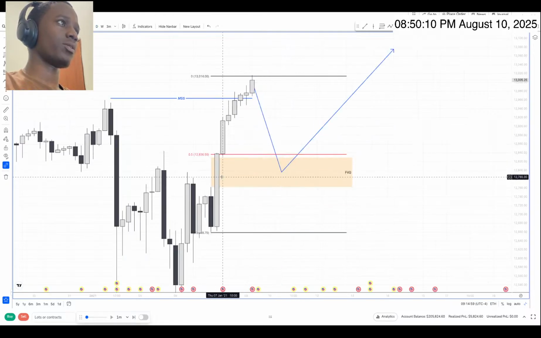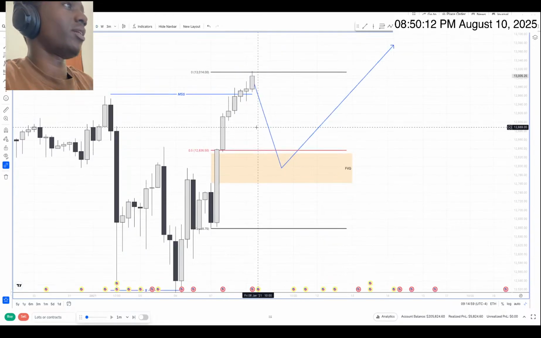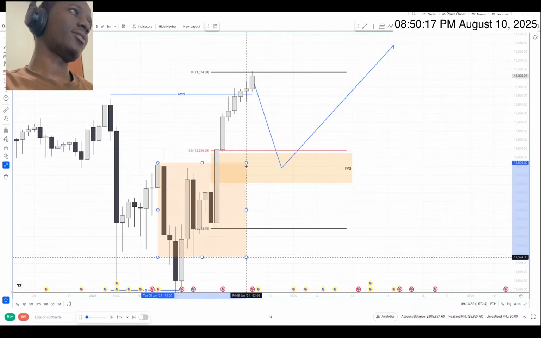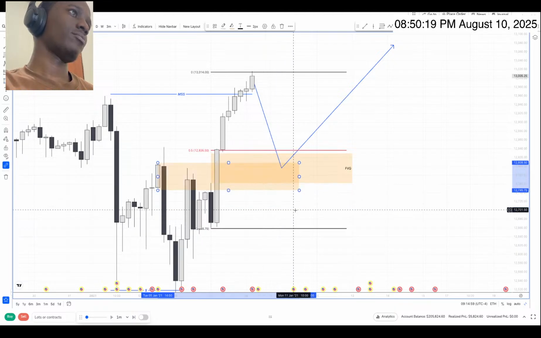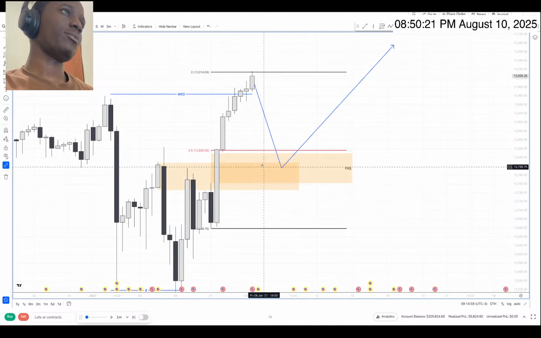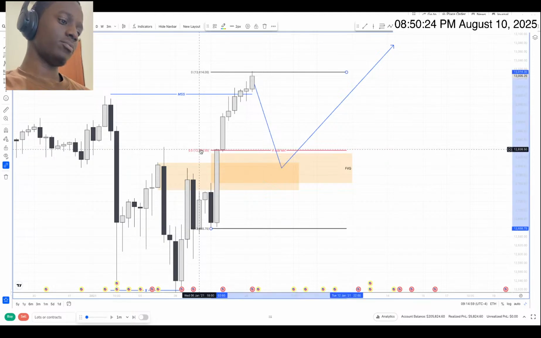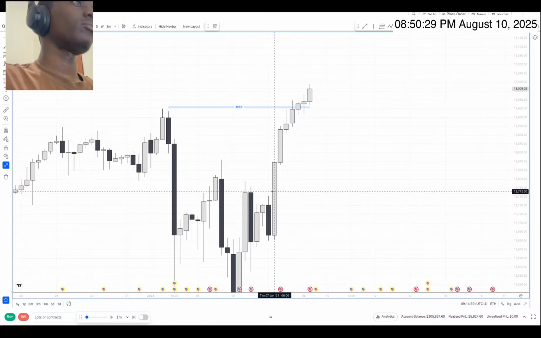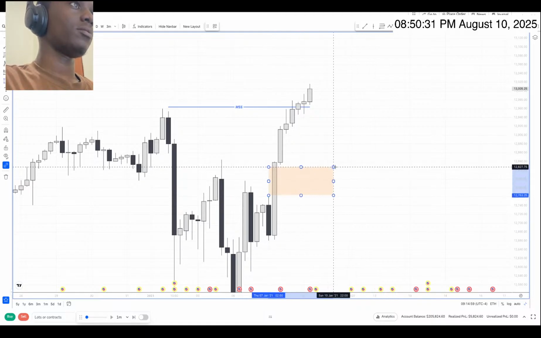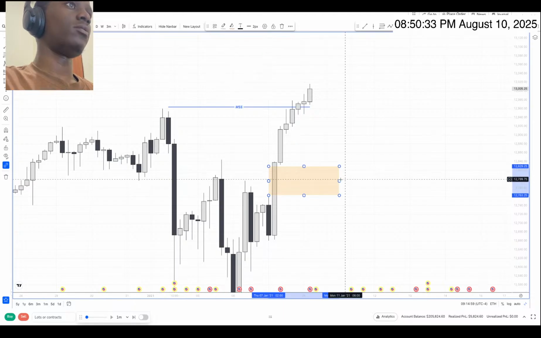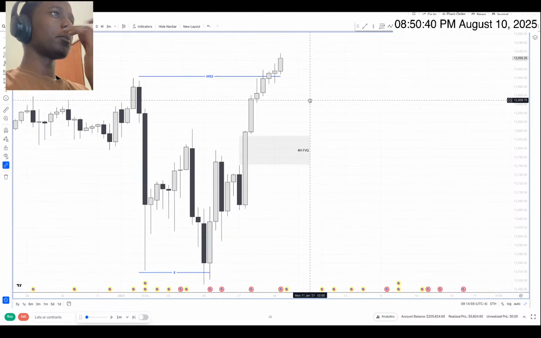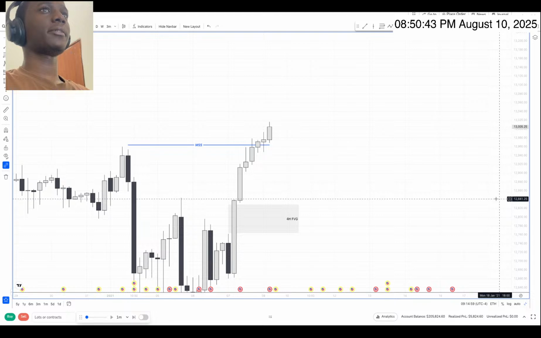There's also another block as well, which means it might hit it before moving on. You can see this breaker right here. So breaker, fair value gap, unicorn, waiting for this. So I think that's pretty much it. I'd like to mark this fair value gap. Alright, that's it.